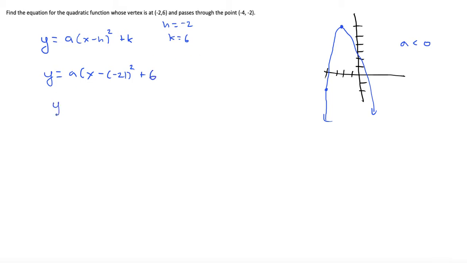So you notice that this becomes what? a(x plus 2) squared plus 6. Okay.